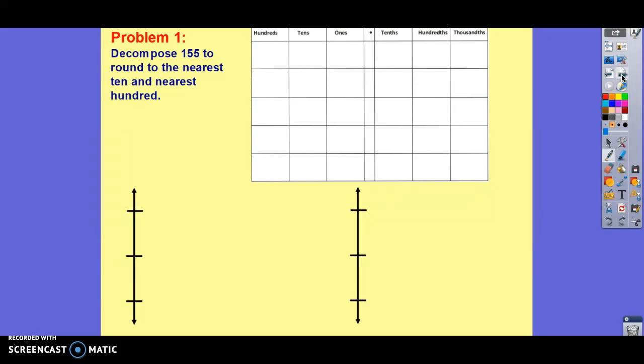Let's look at decomposing the number 155 to round to the nearest 10 and nearest hundred. So we're going to put 155 in a place value chart. How many hundreds? Tens, ones. And we're going to look at how many tens are in 155. We have 15 tens and 5 ones. How many ones are in 155? We have 155 ones. To put this on a vertical number line, we would round up for the hundreds place.